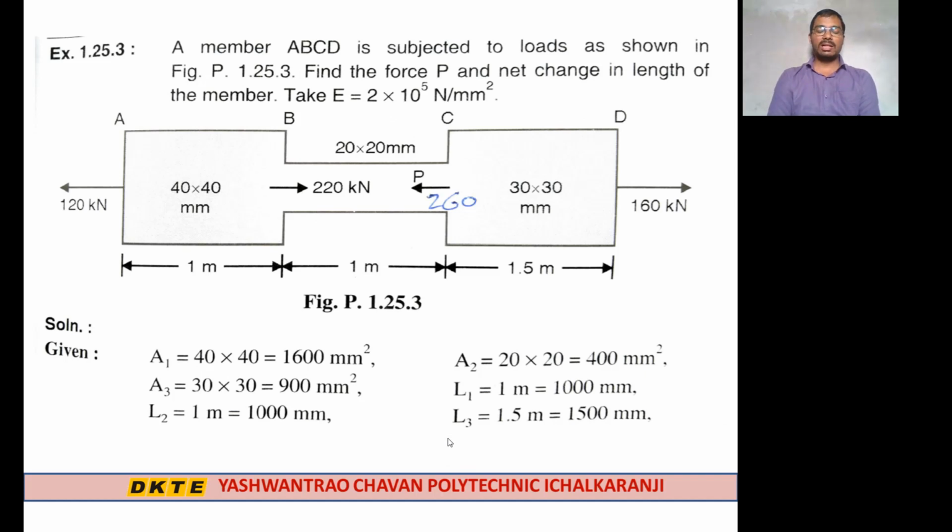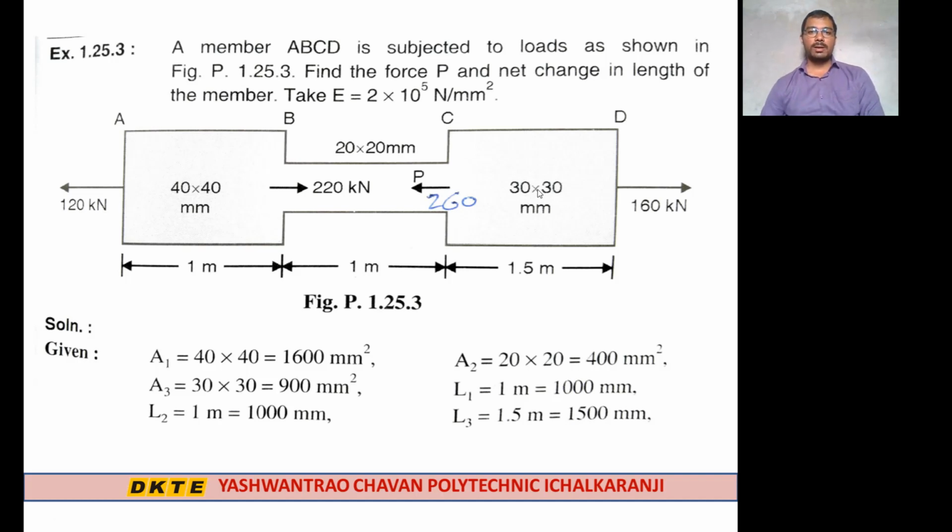Problem number 3. A similar problem, but the only difference is the cross-sectional area. A member ABCD is subjected to loads as shown in the figure: 120 kilonewton, 220 kilonewton, and this is the load P, and this is 160 kilonewton. We have to calculate the unknown load P. Find the force P and net change in length of the member. Take E equal to 2 into 10 raised to 5 Newton per millimeter square. First area is 40 into 40 millimeter square, second area is 20 into 20, and third is 30 into 30 millimeter square.